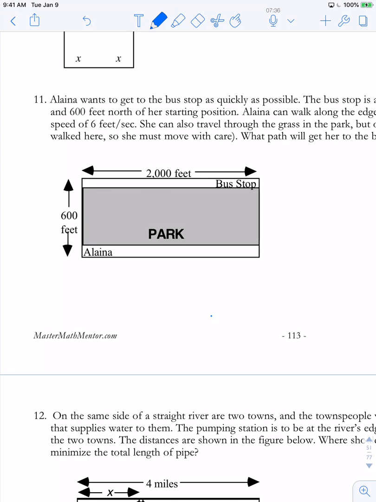Okay. So we're just going to pick a random or arbitrary value. We don't know where she cuts through the park. That's what we're trying to figure out. So we're just going to call this x, and we're going to call this 2000 minus x. And it doesn't have to be close. I have no idea, right? We're starting this problem. We don't know where she's cutting, so that's why we're just using x.